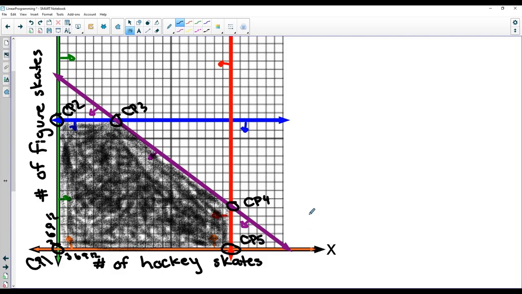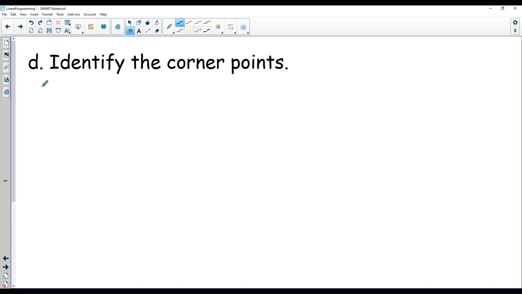Our next goal is to figure out what these corner points are, so what the ordered pairs are. So for corner point 1, I was looking at the origin. So I was looking at where the orange and the green met. So the orange and the green were the inequalities x is greater than 0, y is greater than 0. So the corner point for 1 is very easy. It's just 0, 0, which is the origin.